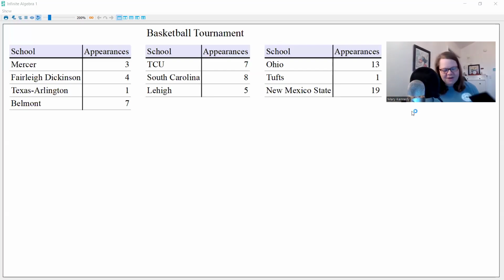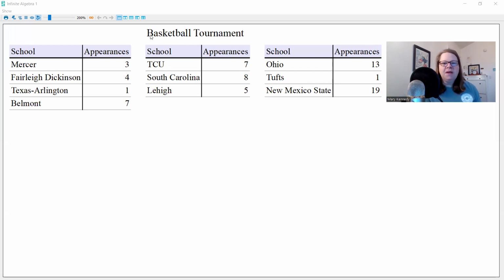All right, guys, we have a question about finding the outlier. So we have this information in front of us. We have these different colleges and how many times they've appeared in the basketball tournament. Mercer's been in it 3 times, Ohio's been in it 13 times, and so on, right? So we have all these little pieces of data. If I count them up, 1, 2, 3, 4, 5, 6, 7, we have 10 pieces of data.